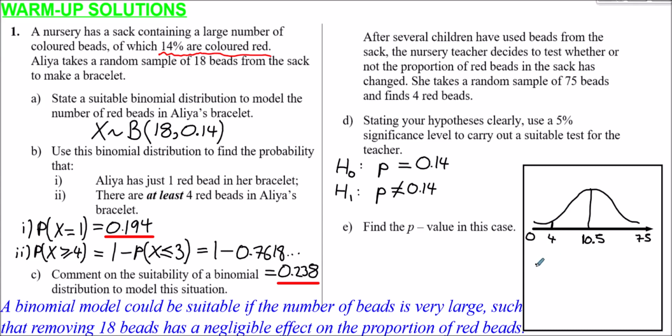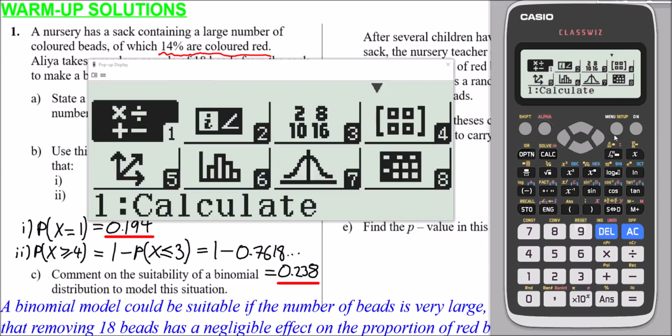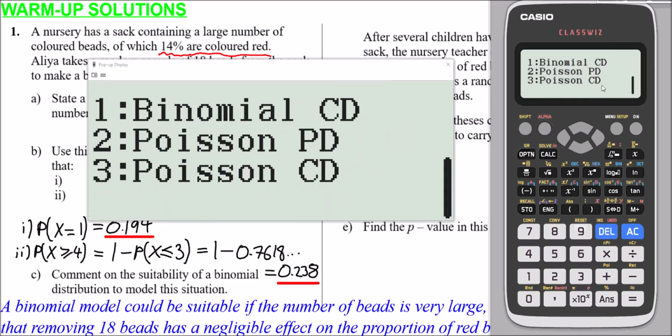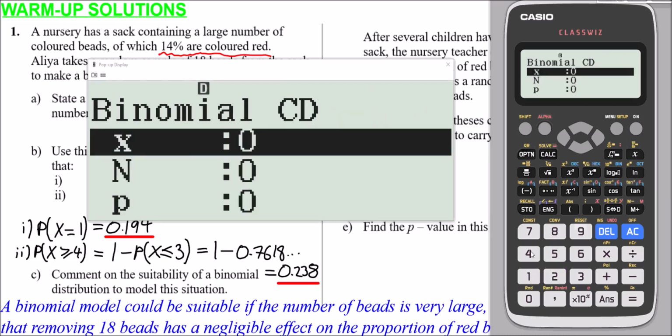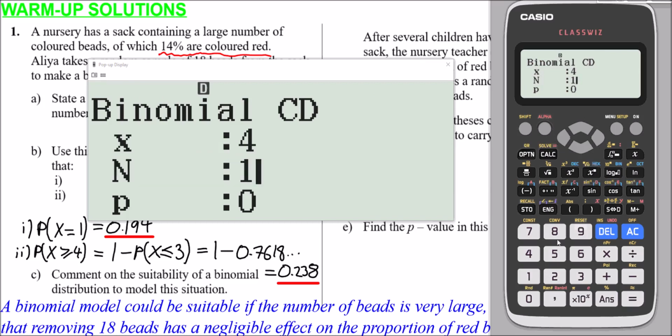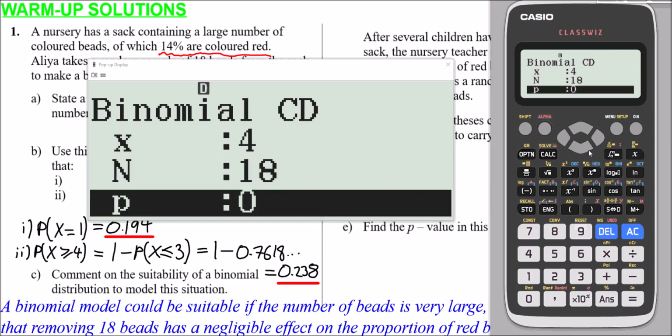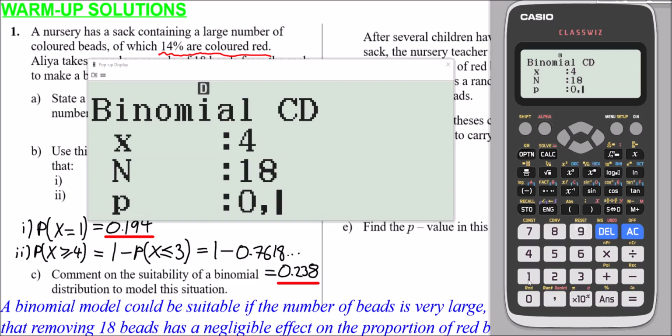So probability, assuming H0 to be true, of X taking on an observed value of 4 or less, we can now calculate. So menu 7, CD, because we want a range, a cumulative probability from 0, 1, 2, 3, or 4. What's the chance of getting 4 out of 18 if the probability of picking a red was indeed 0.14?